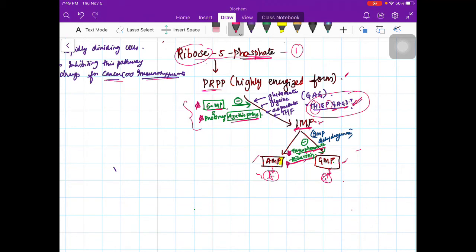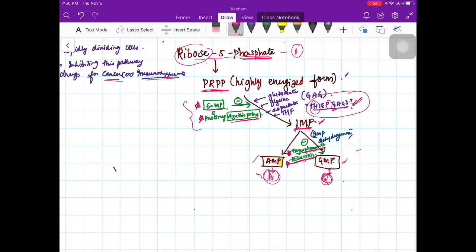So this ribose 5-phosphate is converted into a highly energized form of ribose 5-phosphate, that is PRPP. This PRPP is converted into IMP, and this IMP is converted into AMP, which is in turn converted into adenine, and guanosine monophosphate is in turn converted into guanine. I'm going to talk about very important drugs in these pathways. So first let's go to PRPP to IMP.